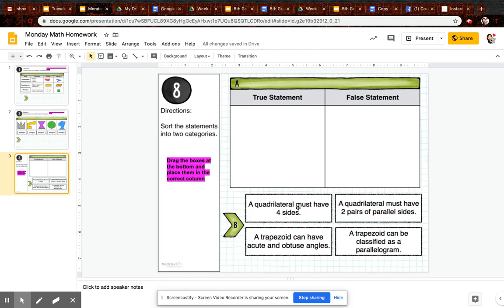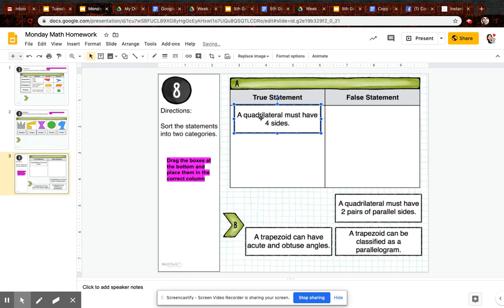And then your final part of your homework for Monday, you're going to drag these boxes into here and say if it's a true statement or a false statement. We'll start with this one. A quadrilateral must have 4 sides. That is a true statement. Quad means 4.